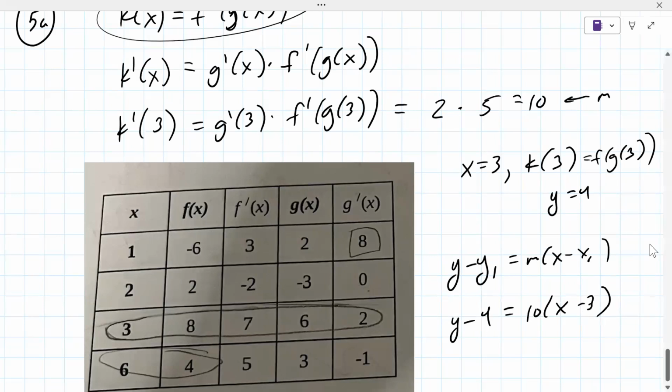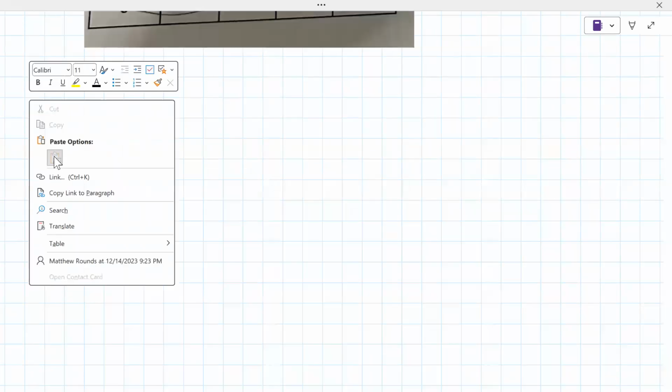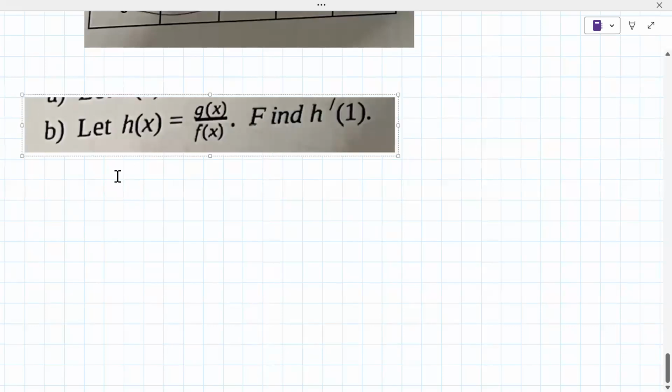More. Oh boy, like never ending. I know. Oh man. All right, no product rule.